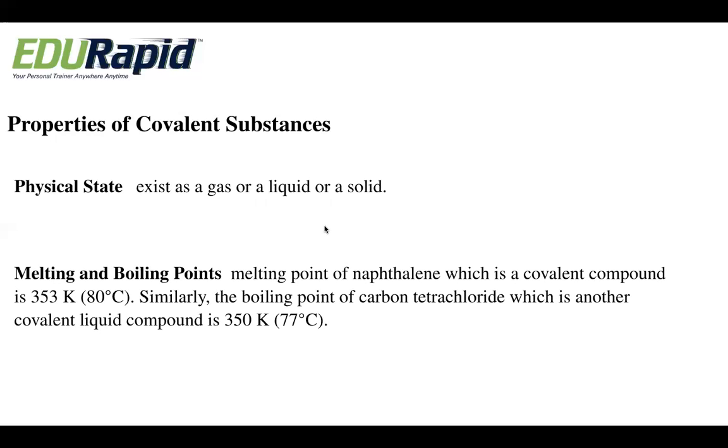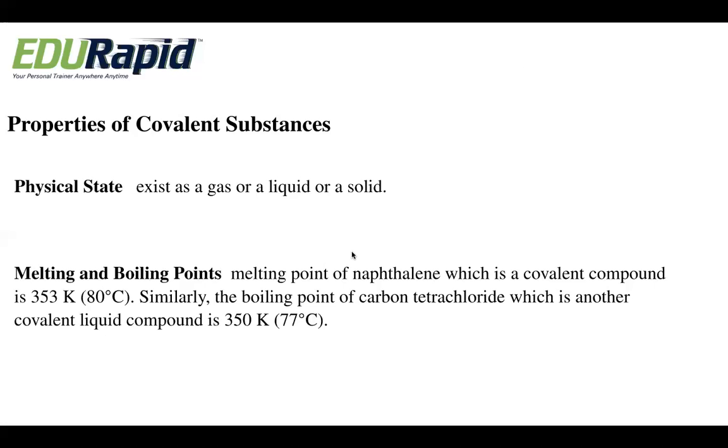Coming to the next important property of the covalent substances, that is melting point and boiling point. Compared to the ionic substances, the covalent substances have a low melting point and boiling point. The reason is again the same, because there is less force of attraction between the covalent substances and it is very easy to separate them. We require very little energy to separate the covalent atoms. So we can say that the melting point and the boiling point are low for the covalent substances.